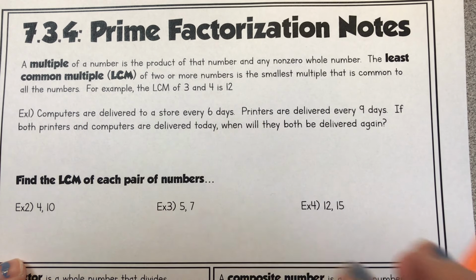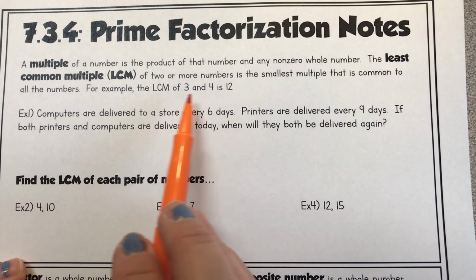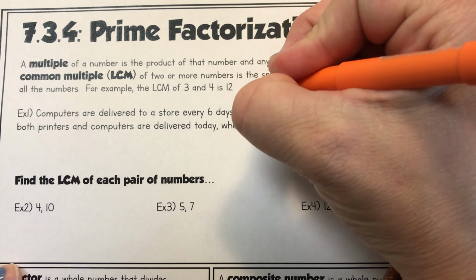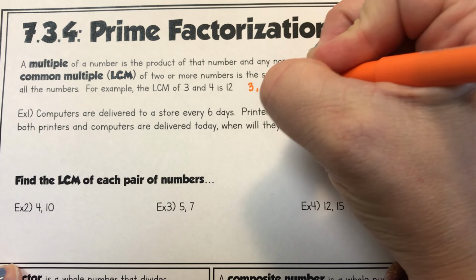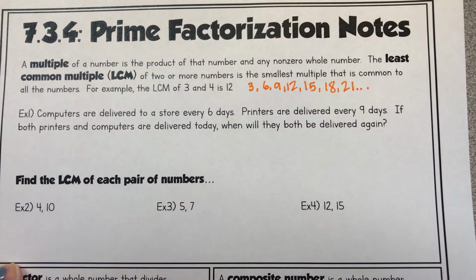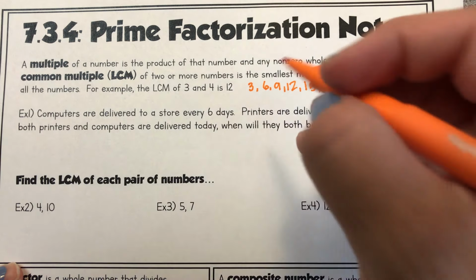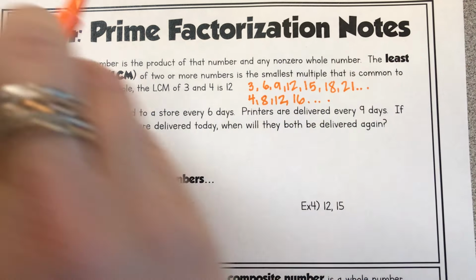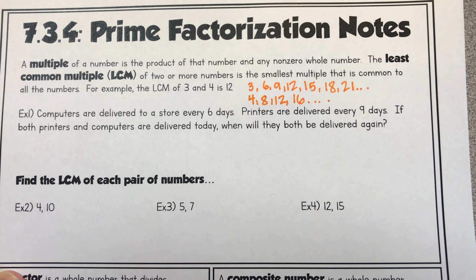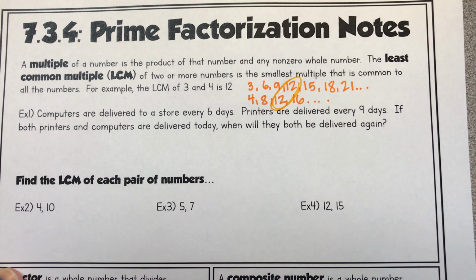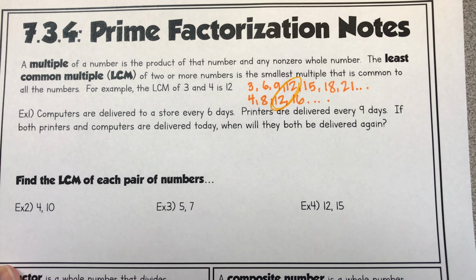So for example, let's look at this one where it says the least common multiple of 3 and 4 is 12. If I were to list out multiples of 3, that's 3, 6, 9, 12, 15, 18, 21. We could go on and on forever. Multiples of 4 are 4, 8, 12, 16. Y'all will notice I stopped because I got to the first one they have in common. The least one is 12. So that's what the least common multiple is. It's the smallest multiple that they both have in common.